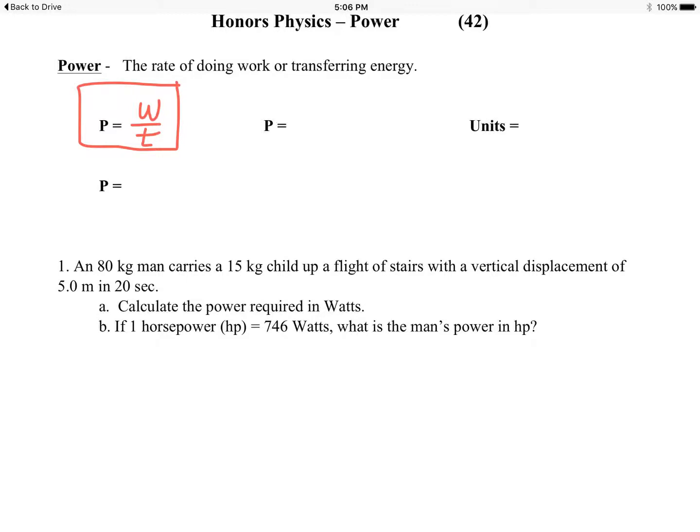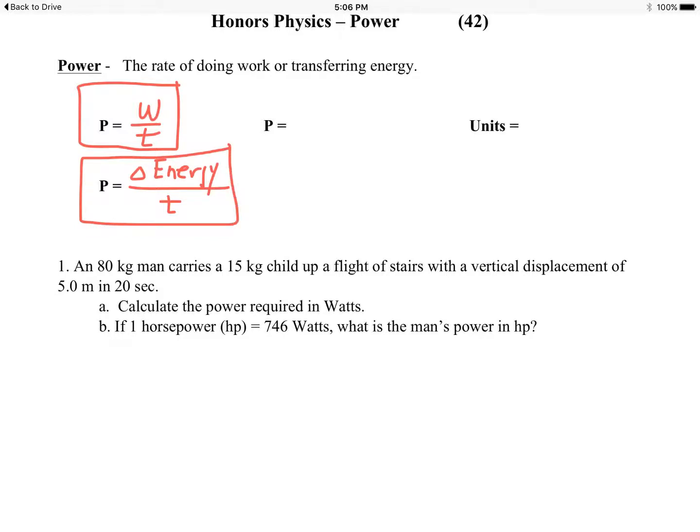But work and energy are very closely related. Once again, work is a transfer of energy, so that's the basic same concept. So we could also write power like this. Power is the change in energy, whether it's kinetic or potential, mechanical energy of some sort, over time.